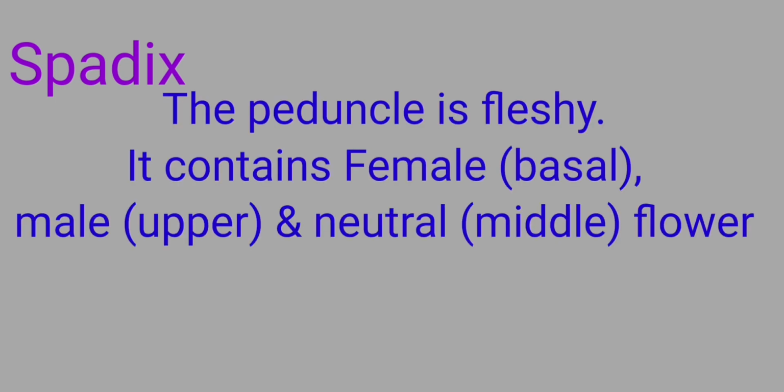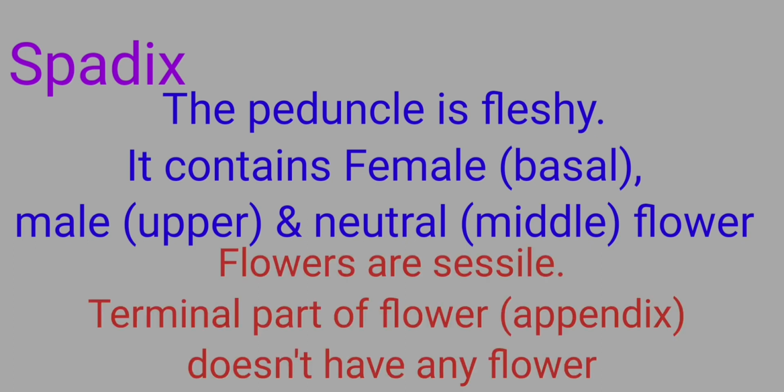Next one is the spadix. Here the peduncle, that is the main axis of the inflorescence, is fleshy. It contains unisexual flowers, that is the female flowers are arranged at the basal point and male flowers are arranged at the upper region, and the neutral flowers are arranged in the middle region. Here the flowers are sessile.